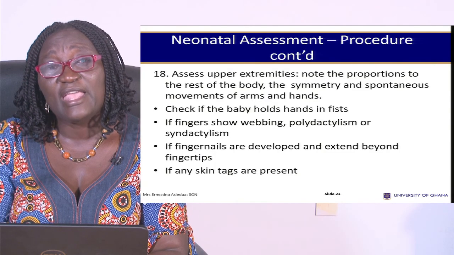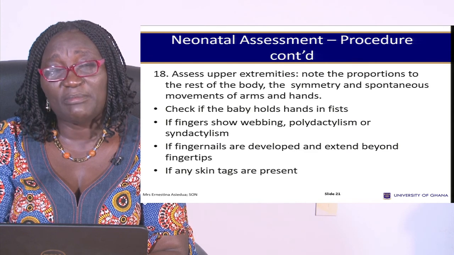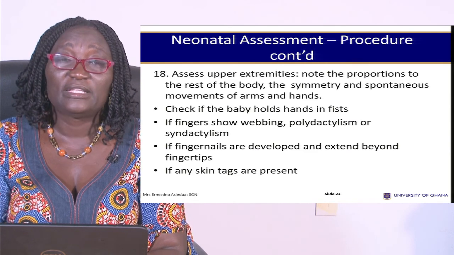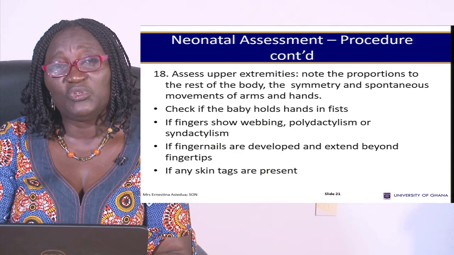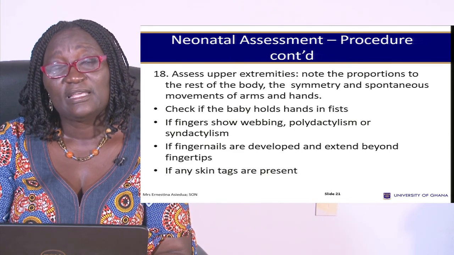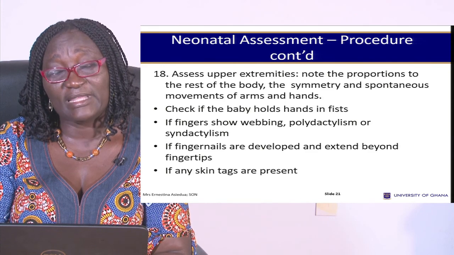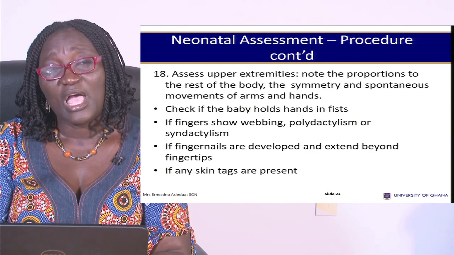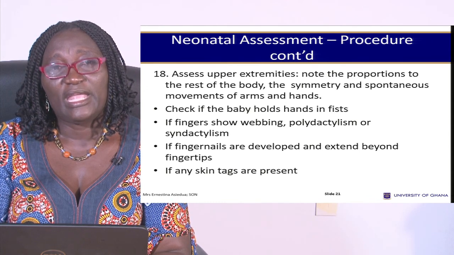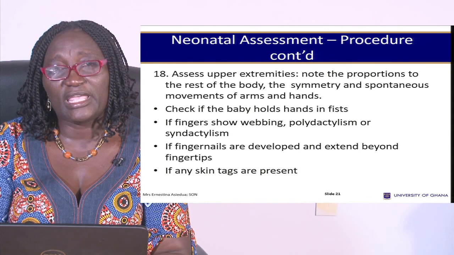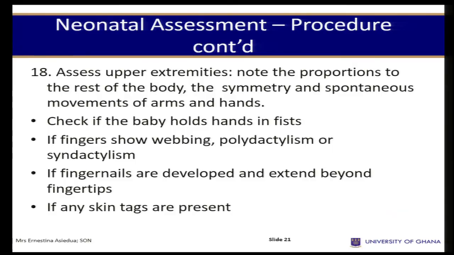Is the baby having any extra digits? You count the number of fingers and check if there are any extra digits. Sometimes they appear very small, in between or just beside a finger, and they may not have any bone, but you may see that there is an extra structure apart from the five fingers. And then the fingernails, you check if they are developed and extend beyond the fingertips. If any skin tags are present, you note all this.